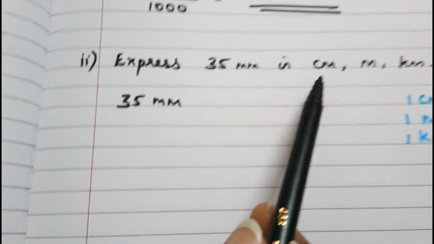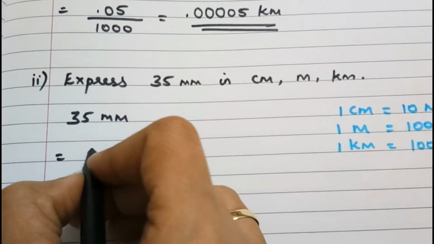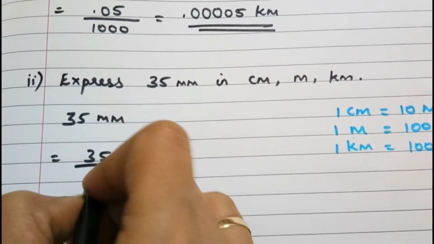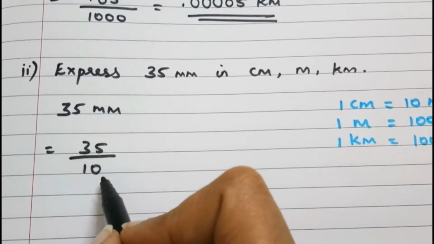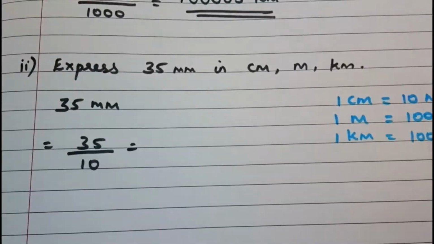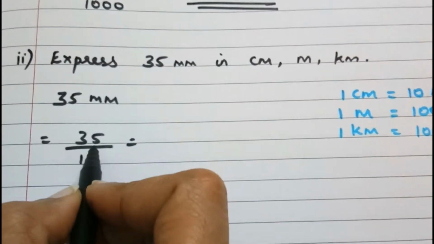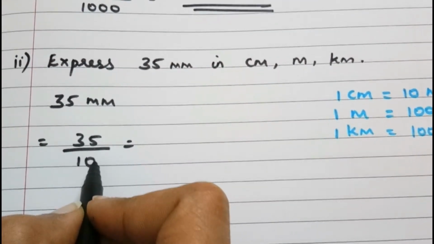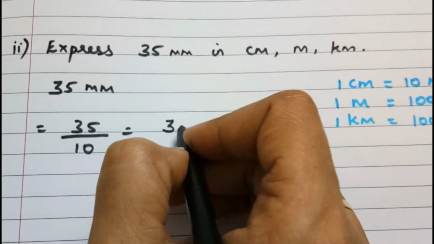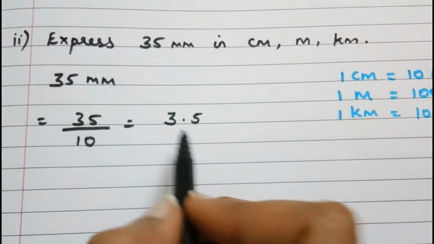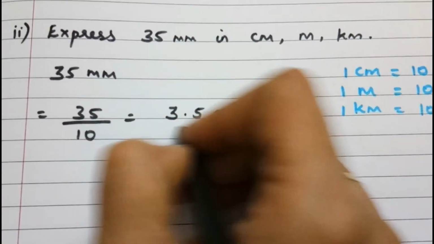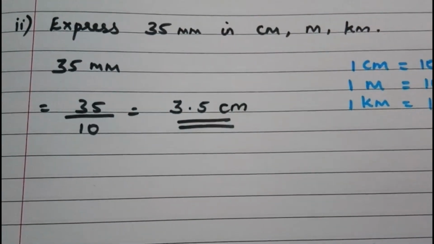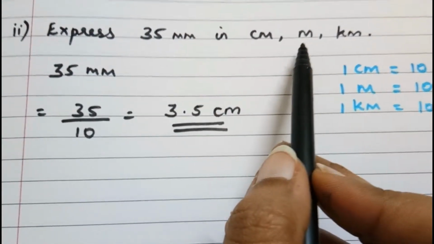Clear? Now on the basis of this, let's calculate. So 35 mm. First we have to find the centimeters. Now how will we calculate? 35 by 10. Since there is no decimal point here and there is only 1 zero in the denominator, only this 5 will be counted after the point. Why? Because there is only 1 zero. So the answer will be 3.5. Now what is this 3.5? This is centimeters. 3.5 centimeters.